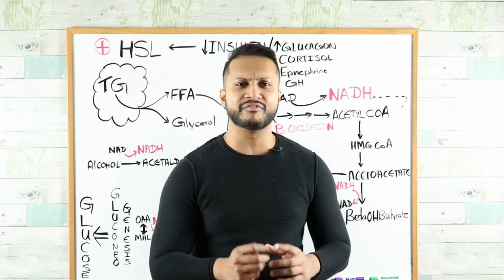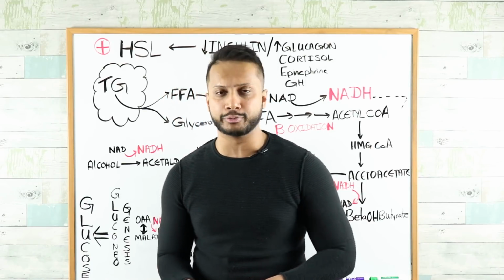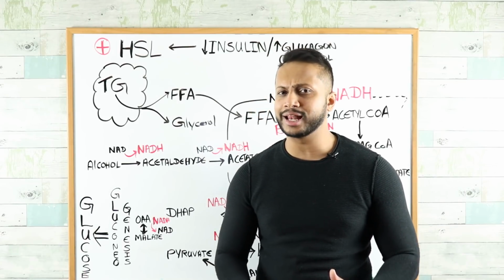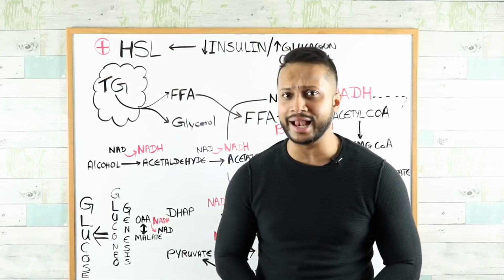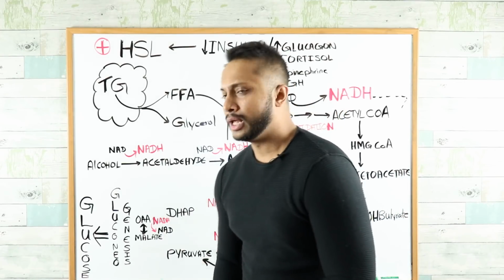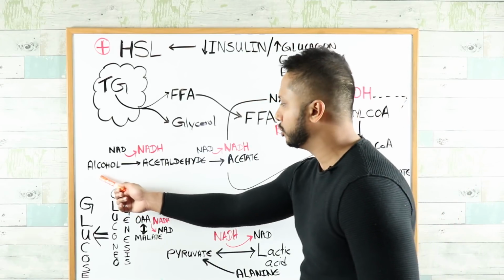Let's talk about another very similar scenario which is often going to be seen in your ICU as well. Think about an alcoholic. If you see alcoholics, you often see that alcoholics can also go into alcoholic ketoacidosis. Let's talk about why that happens. Think about it. If a person was drinking alcohol, you metabolize alcohol using this pathway.